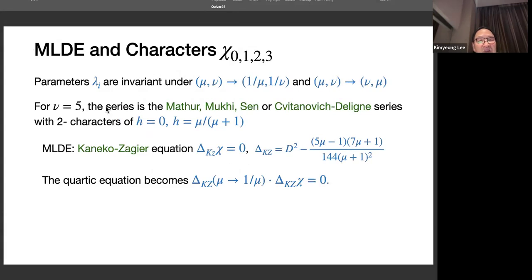Right. So especially one of parameter mu and nu equal to 5 is basically the Mathur-Mukhi-Sen or Sasanovich-Deligne series with 2 characters. And remember, we started with 4 characters. And it turns out our quartic equation factorizes into a product. So these 2 characters have to satisfy a second order equation, the Kaneko-Zagier equation. But our quartic equation for this parameter factorizes. So again, these 2 characters satisfy the Kaneko-Zagier equation, then they satisfy our quartic equation.